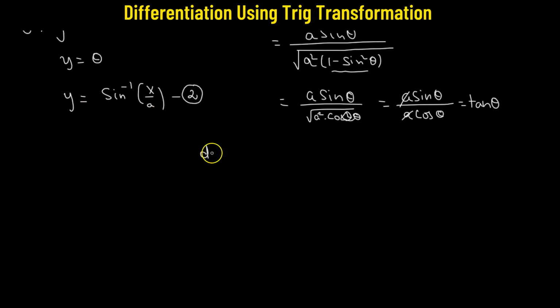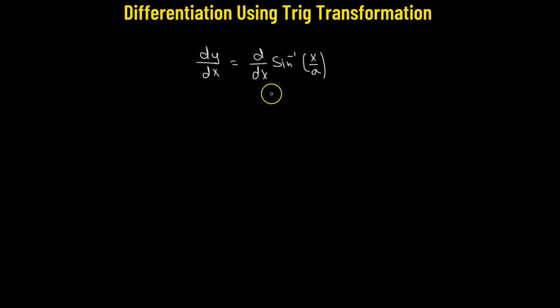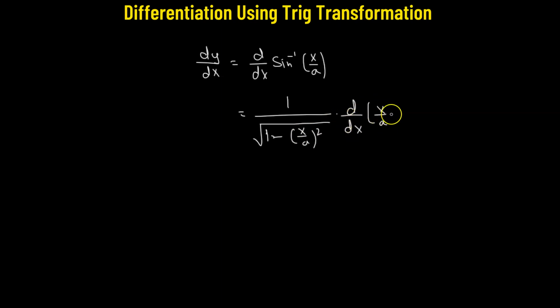So let's do that. We'll have dy over dx equal to the derivative with respect to x of inverse sine of x over a. Let's find the value. We know that the derivative of the inverse sine function is given by 1 over the square root of 1 minus x squared. Here x is given by x over a whole squared, but we'll need to apply the chain rule, so this will get multiplied by the derivative with respect to x of x over a.